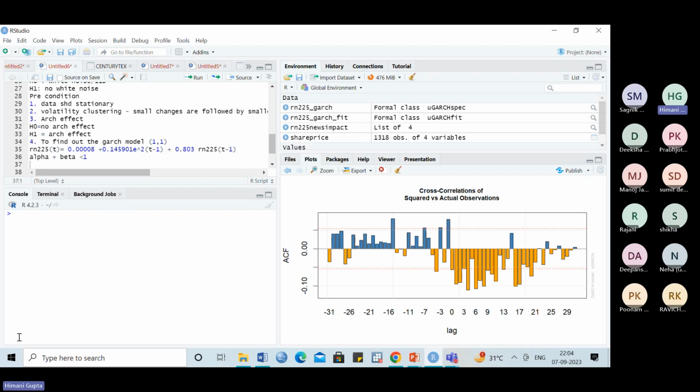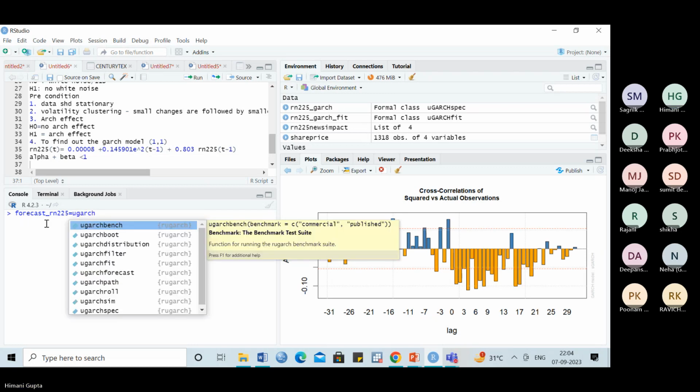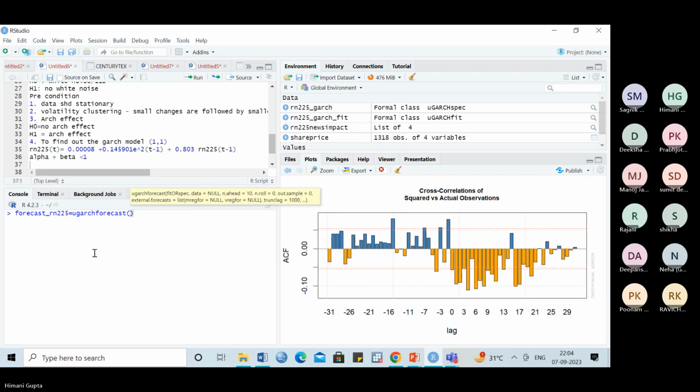Now, the next thing is that we have to forecast. How do I forecast the volatility? For that, I will be storing the command in forecast. Let's say forecast underscore RN225. I just want to forecast the volatility. So I'll write the command uGARCH forecast, and then your command for the variable is RN225 underscore GARCH underscore fit, and comma n dot head.